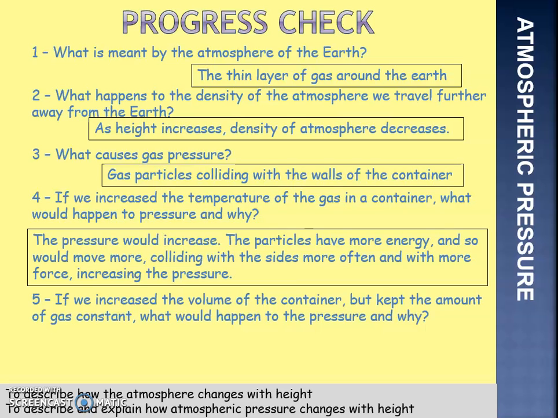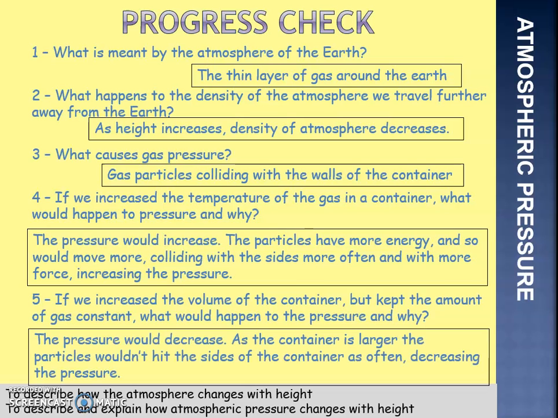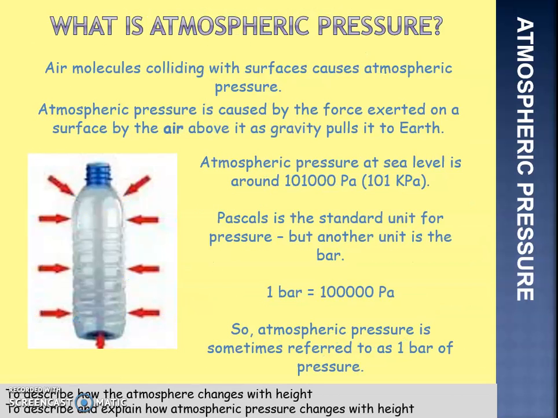And question 5. If we increase the volume of the container but kept the amount of gas constant, what would happen to the pressure and why? The pressure would decrease. As the container is a lot larger, the particles wouldn't hit the sides of the container as often as if the container was small. So this would decrease the pressure. There'd be fewer collisions with the sides of the container meaning pressure would decrease overall.